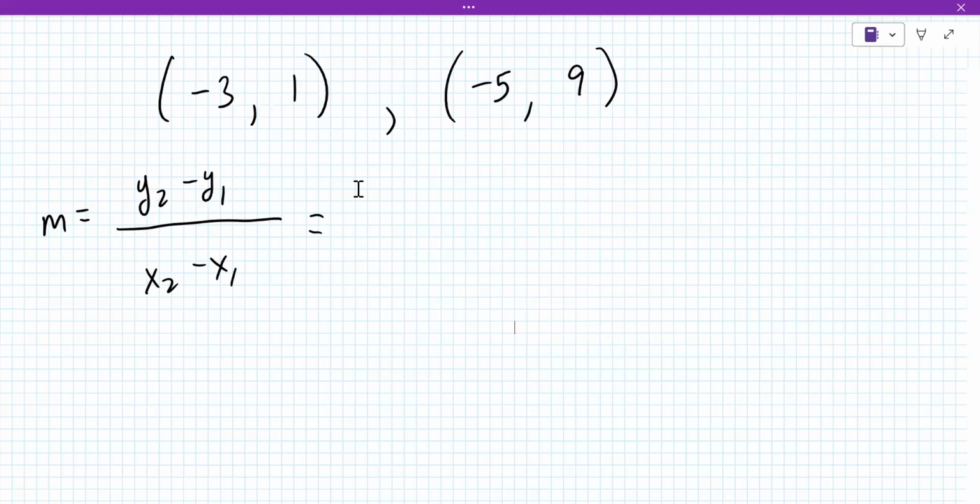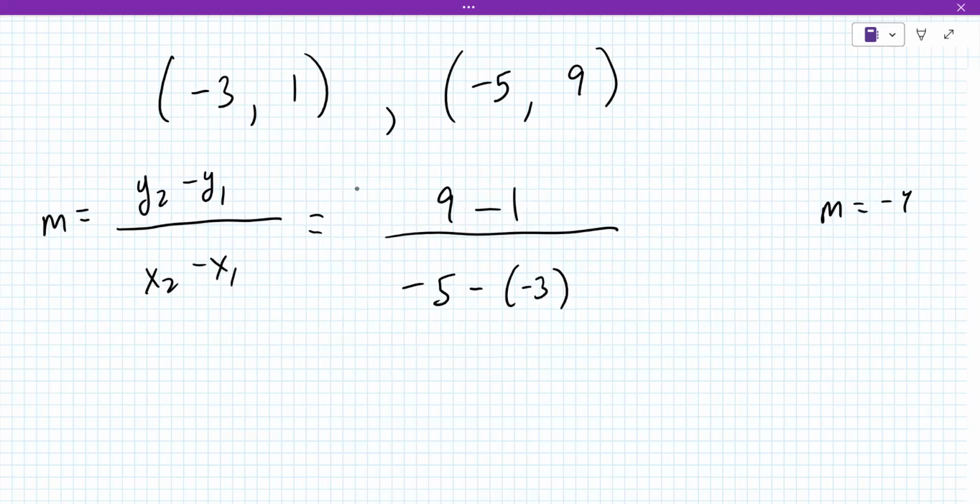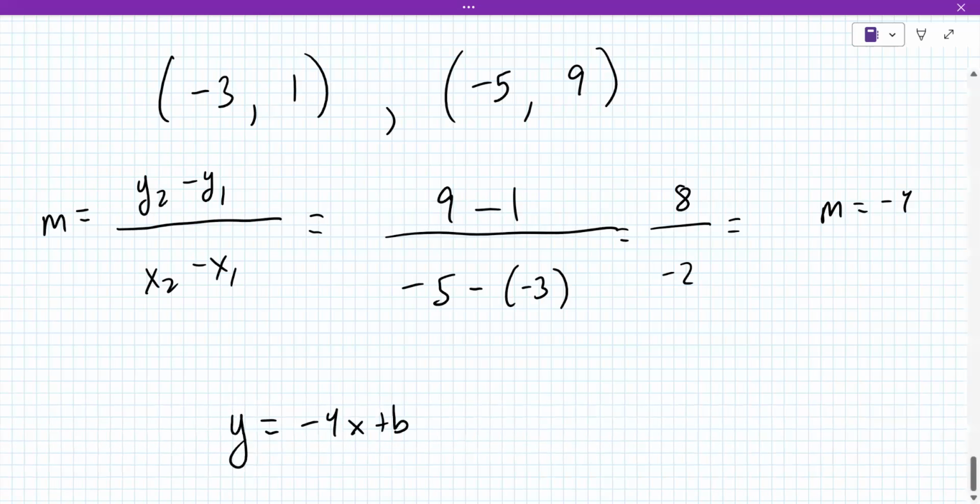Is that -4? Slope, you think it's -4? Let's take a look here. So 9 minus 1 is 8, -5 minus a -3 is -2. 8 over -2, which is -4. Good. Now, y equals -4x plus b. I want you to use either of the points to determine the value of b.